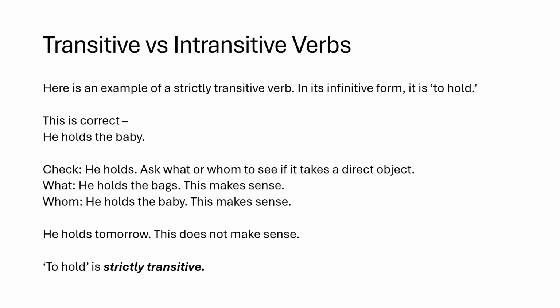Here is an example of a strictly transitive verb. In its infinitive form, it is to hold. This is correct. He holds the baby. Check. He holds. Ask what or whom to see if it takes a direct object. What? He holds the bags. This makes sense. Whom? He holds the baby. This makes sense. He holds tomorrow. This does not make sense. To hold is strictly transitive.